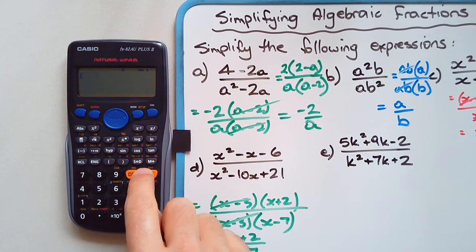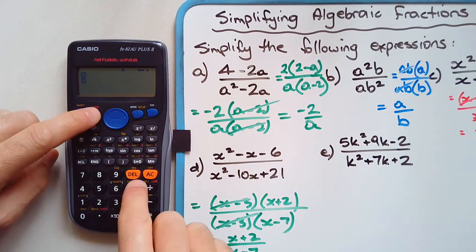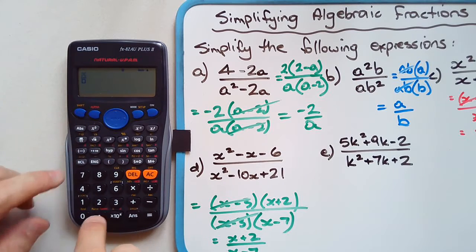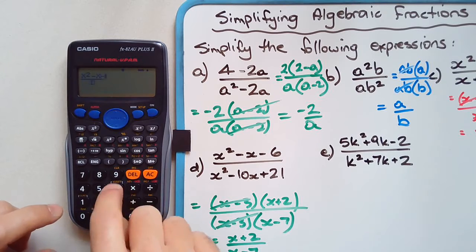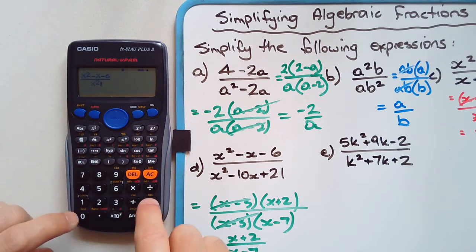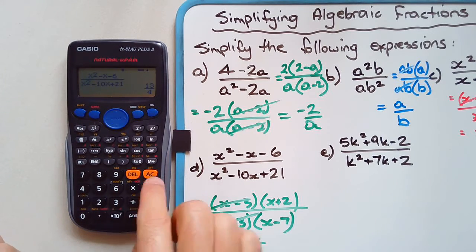Then what we're going to do is enter in this expression. So we're going to type it in: alpha x squared minus x minus 6 over x squared minus 10x plus 21. And you get 13 on 4.